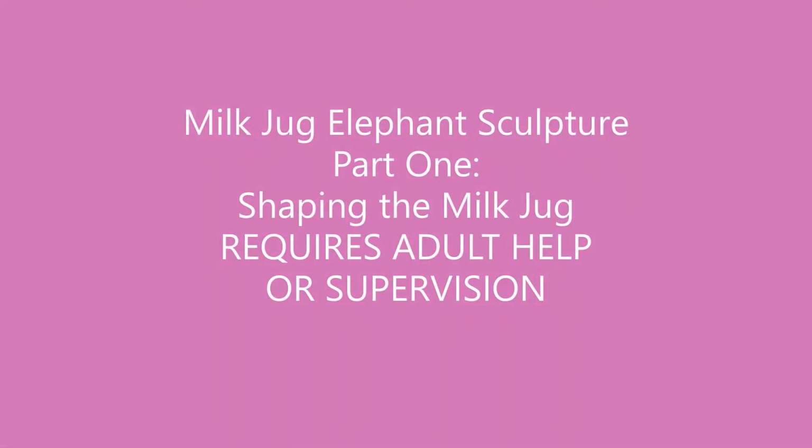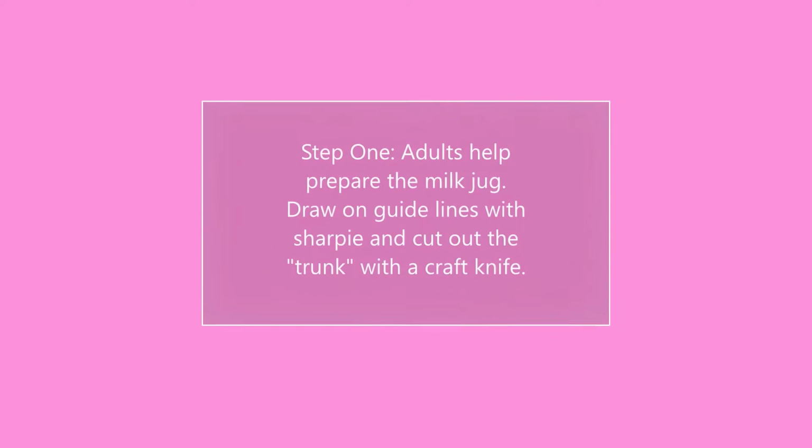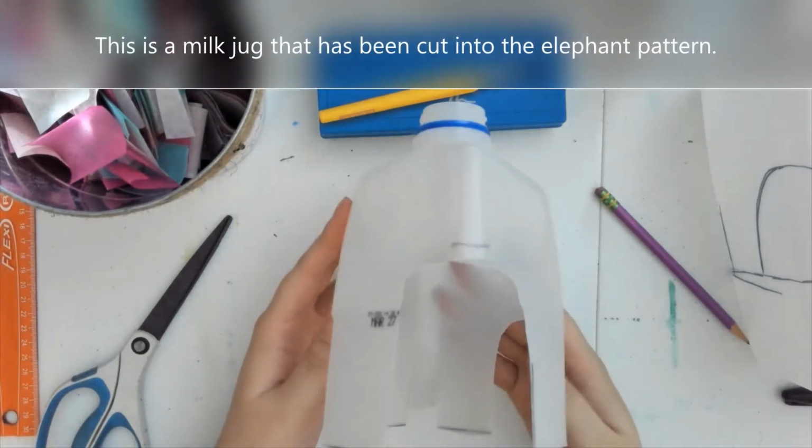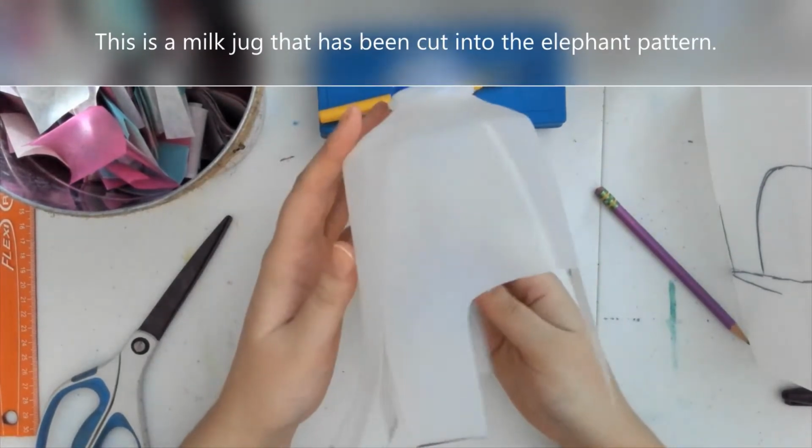I have two videos for this project. This is the first video. It requires adult help or supervision. We're going to be turning a milk jug into an elephant sculpture.